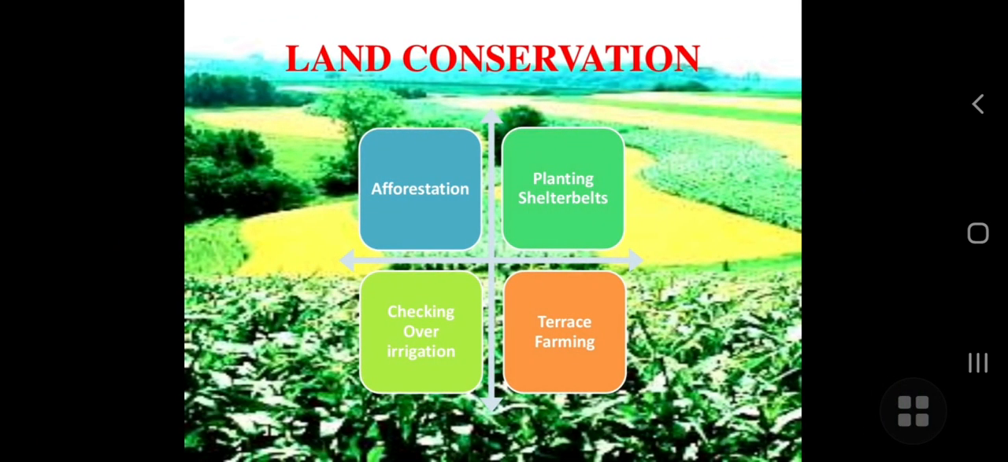Land conservation. As we just discussed land degradation, there is an urgent need to conserve land, and that can be possible through afforestation by planting more and more trees, by planting shelter belts, checking over irrigation, and terrace farming on the mountainous areas.